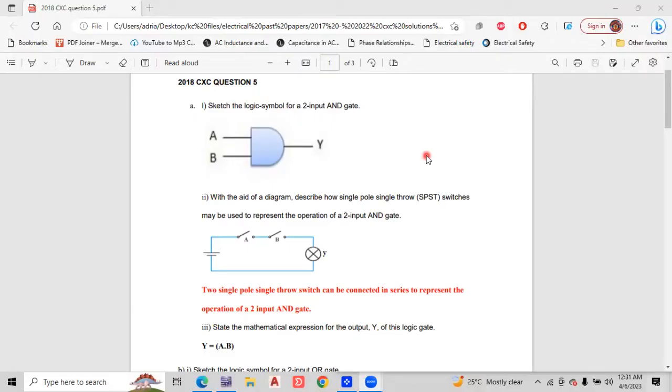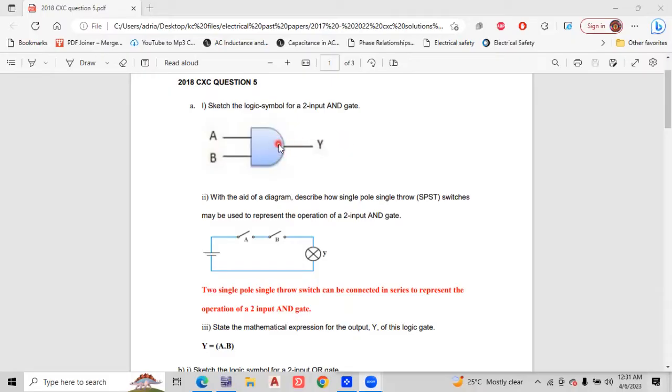I'm going to go through and explain the solutions for question 5 from the 2018 CSEC Electrical and Electronic past paper. So let's begin. Part 1 of A says, sketch the logic symbol for a 2-input AND gate. So here's the symbol for the 2-input AND gate. A and B are both the input, and Y is the output.